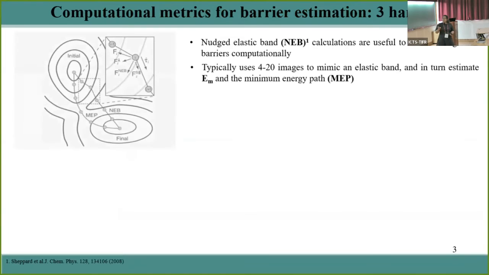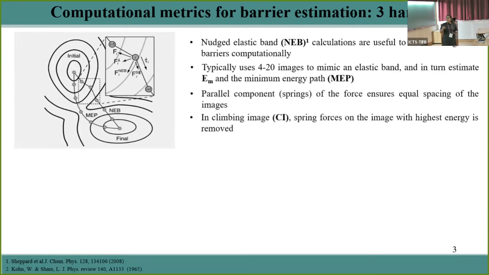So the computational tool that we're using here is nudged elastic band calculation, or NEB. And this particular method is a commonly used methodology in order to estimate activation energies. And it typically uses 4 to 20 images between the initial and the final sites. And it actually mimics an elastic band, which on optimizing reaches a minimum energy path, or MEP. And the activation energies can be obtained once we achieve the minimum energy path. So the force projections at each of these images are designed such that they ensure equal spacing and equal distribution of images along the elastic band.